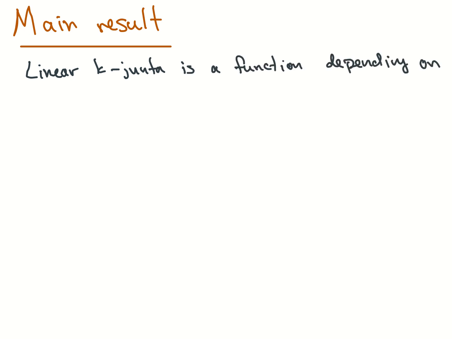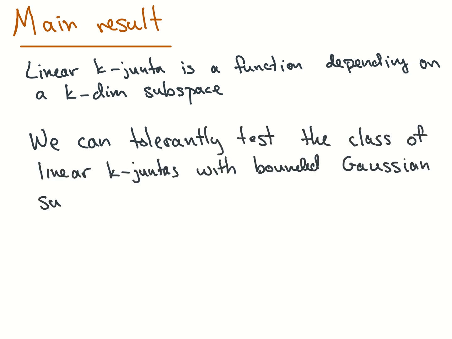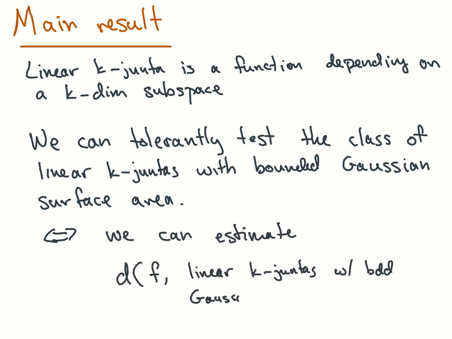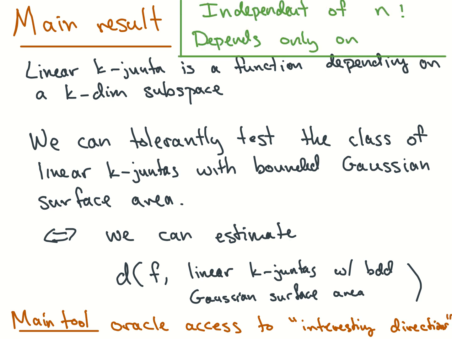And finally, let me recap for you the main result, which is that a linear k-junta is a function which depends only on some k-dimensional subspace. Our main result is that we can tolerantly test the class of linear k-juntas of bounded Gaussian surface area, which is the same as saying we can estimate, using queries, the distance from a function to this class. And our main tool is that we construct this kind of oracle access to the interesting subspace with a query complexity that is independent of the underlying dimension n and depends only on the junta size k and the tolerance parameter epsilon. That's all, and thanks for listening.